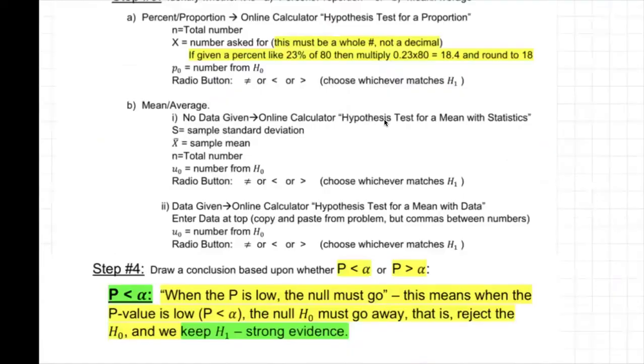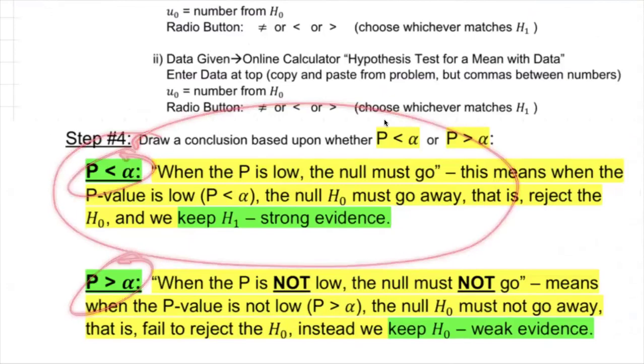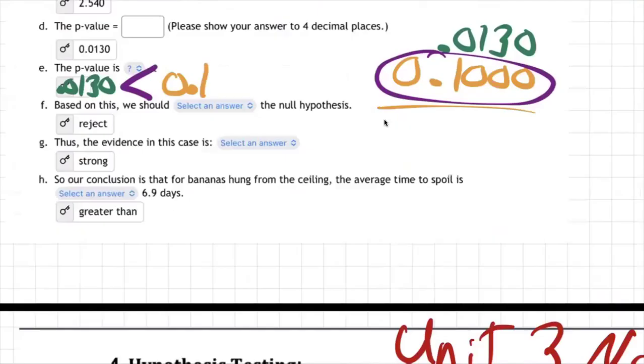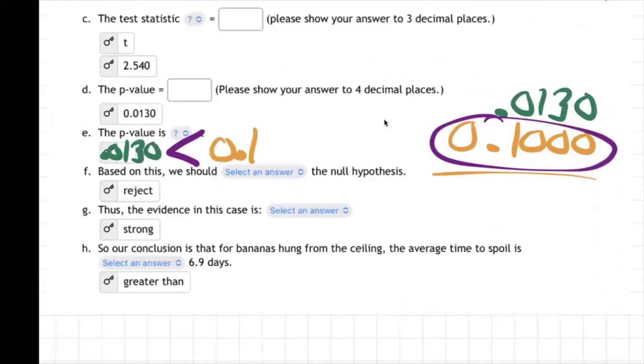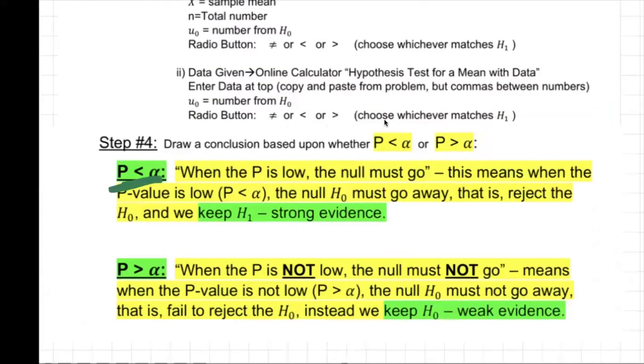So what does that mean about our conclusion? We come down here. If the p-value is less or greater, which is it? It's this one, right? Our p-value is less. See what I'm saying here? Our p-value, this number is less. P is less, meaning low. We call that low. And so the saying we use in that case, when the p-value is less than alpha, when the p is low, the null must go. And then it means keep H1, strong evidence.